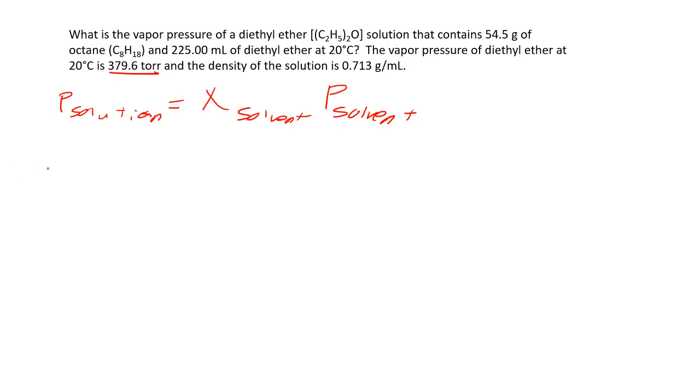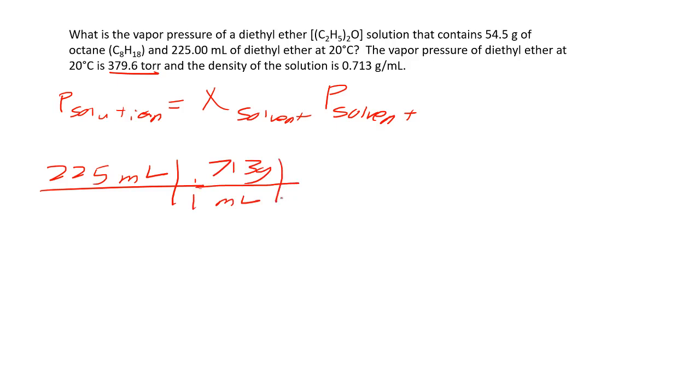So we're going to start with our 225 milliliters, which we're then going to do some conversions with. So that's our volume. We know that every 1 milliliter is going to have a mass of 0.713 grams. And then if we find the molar mass of our diethyl ether, we're going to get a molar mass of 74.14 grams per 1 mole. And if we do that, we're going to get that we have 2.16 moles of our diethyl ether.